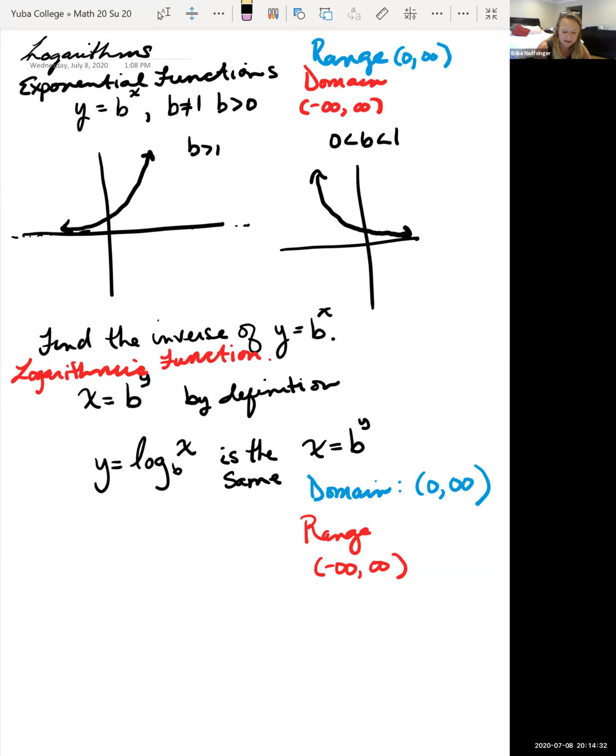Notice here our base had to be greater than 0. Our base has to be greater than 0. Actually, no, that doesn't make sense. But our base does still have to be greater than 0, and b can't be 1 for a logarithmic function.